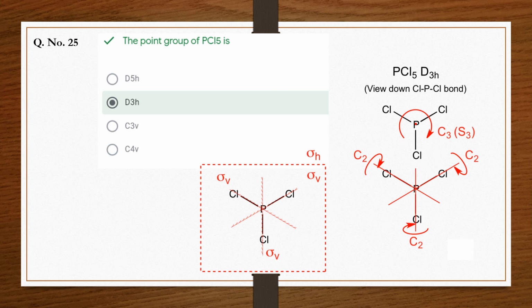The point group of PCl5 is D3h. The structure of PCl5 is trigonal bipyramidal, and it has a C3 axis, 3 sigma v planes are also present, and a sigma h plane is also present. So the point group is D3h.